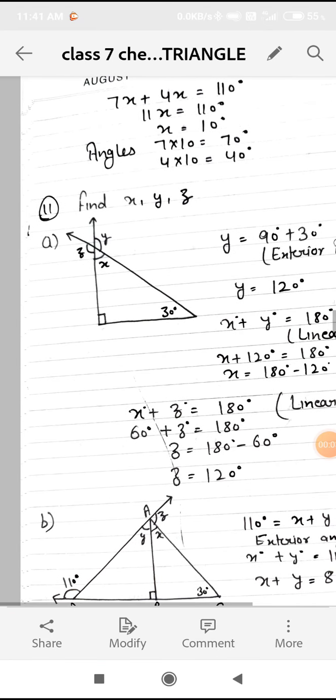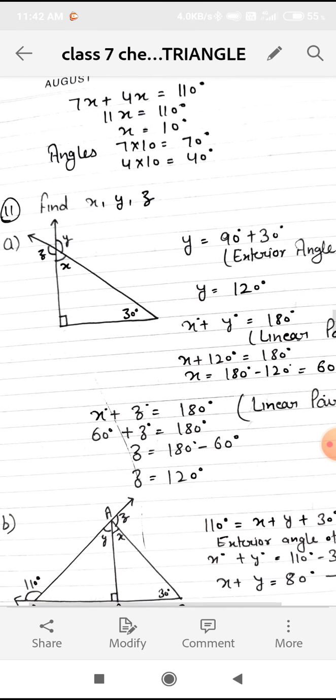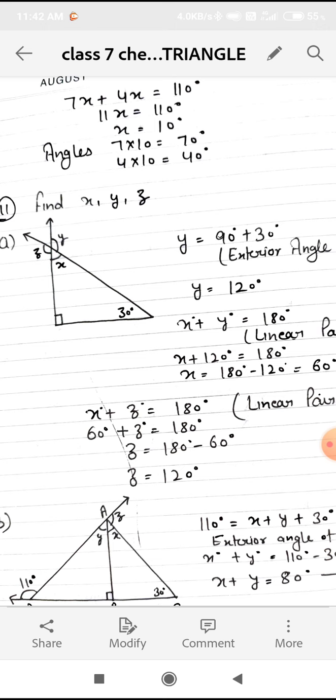This is the 11th question. In this video we will learn questions 11 and 12. In these two questions we will learn different properties of a triangle. You can see this is the 11th question, A part. Here you can calculate angle x of this triangle using two properties.